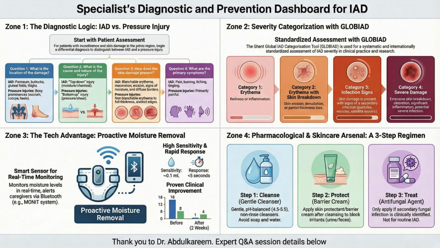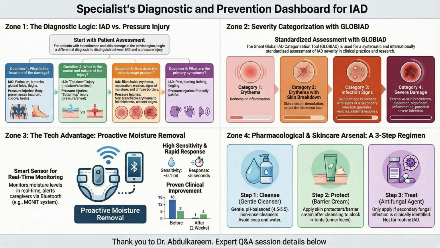Compression or shear force at the bone-muscle interface cuts off blood flow. The tissue dies from the inside, deep down near the bone, and eventually that damage reveals itself on the surface. And this isn't just an academic semantic difference, is it? This fundamentally changes the treatment trajectory. It changes everything. This is what we call the moisture versus pressure paradigm.